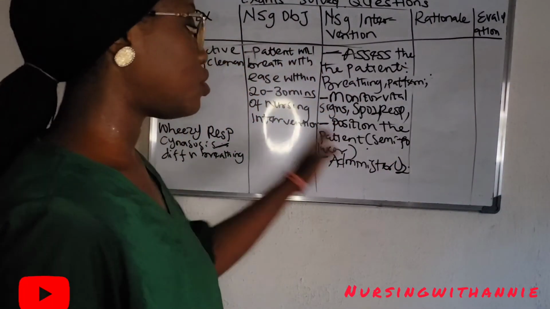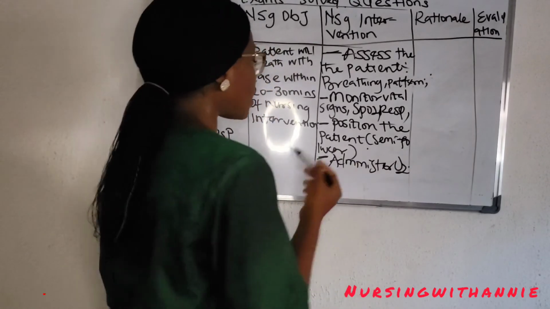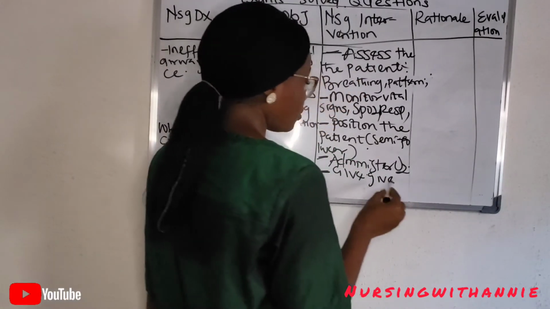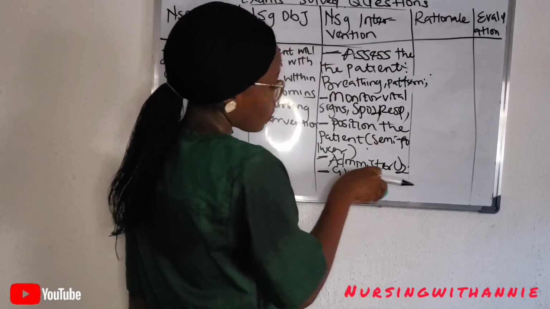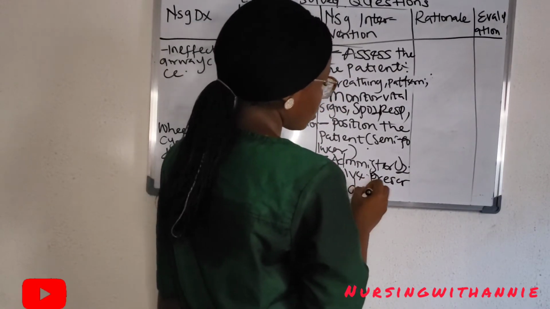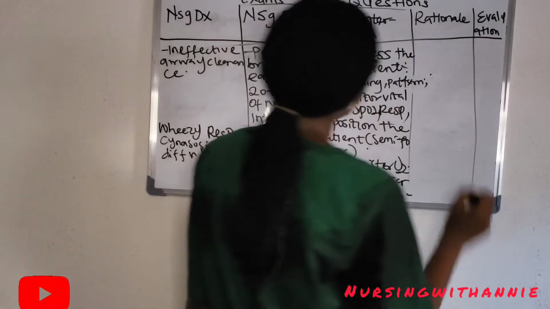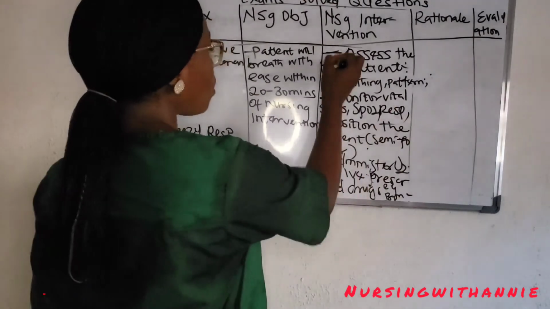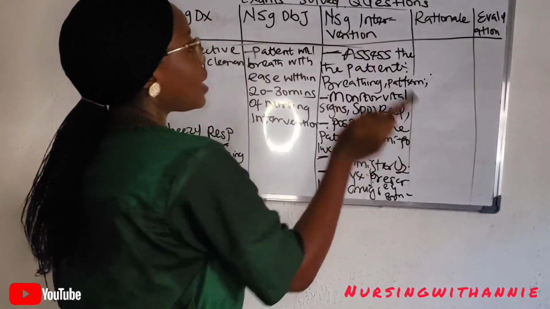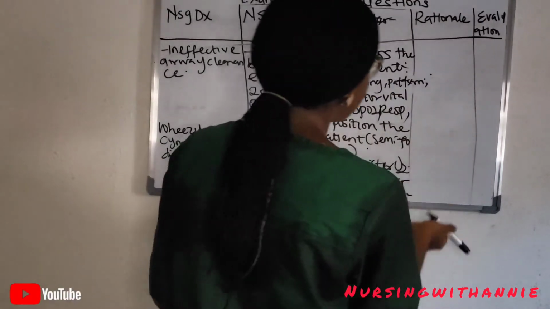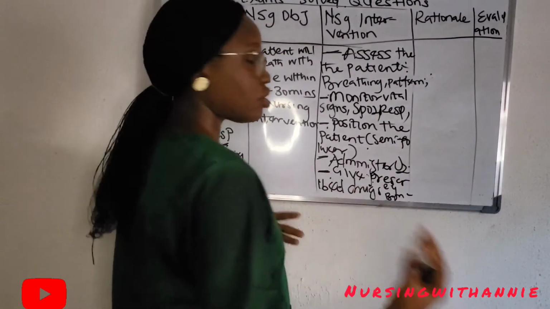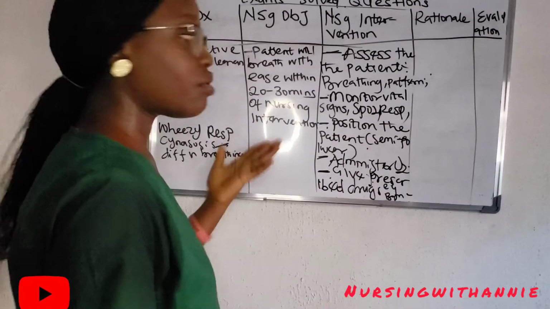Then you can also give prescribed drugs, e.g. bronchodilators. And yeah, like that, it could be up to, I've given 1, 2, 3, 4, 5 because my body is very small. I won't be able to give 6. So I assess the patient, the breathing pattern, the skin color, you monitor vital signs, SpO2, respiration, breathing, then position the patient semi-fowler, administer oxygen according to the doctor's prescription, give prescribed drugs, bronchodilators and all that.